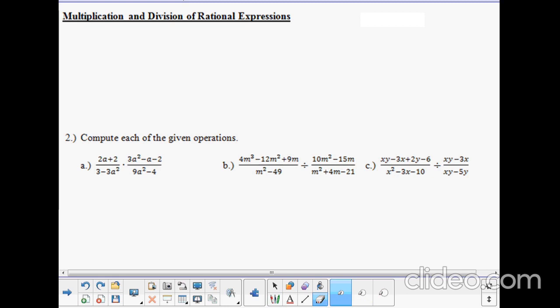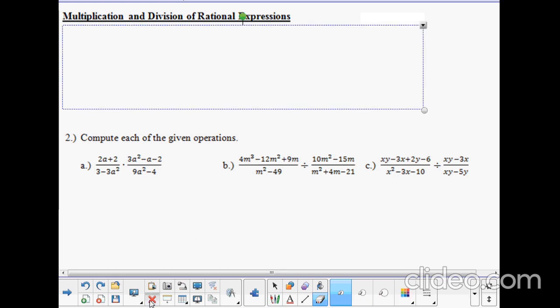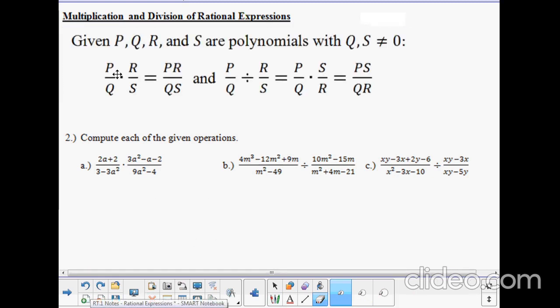So for multiplying rational expressions, we can multiply the polynomials in the numerator together and the polynomials in the denominator together. If we're dividing rational expressions, we're first going to invert, or take the reciprocal of, the divisor. Here, r over s would be the divisor. We take the reciprocal of r over s, and then we multiply. Now, if we can, we want to simplify in this process.